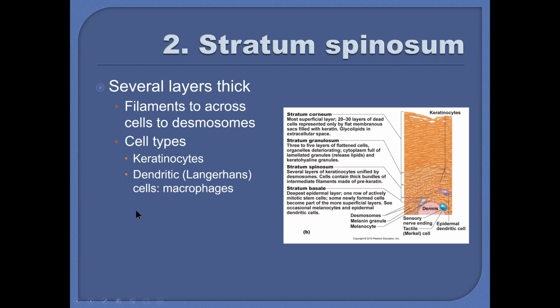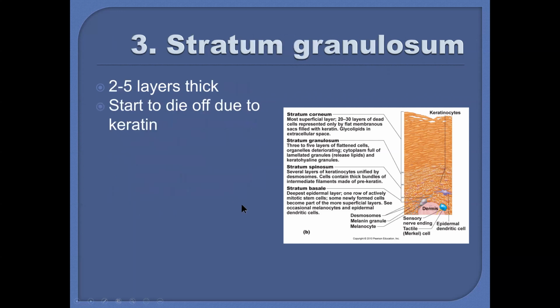Not being sheared off, because the skin moves in multiple directions and has multiple forces applied to it. Cell types there are the keratinocytes, and this is where we have our macrophages, or our dendritic cells, or our cells of Langerhans. These are our scavenger cells. Next layer up is the stratum granulosum, 2 to 5 layers thick.